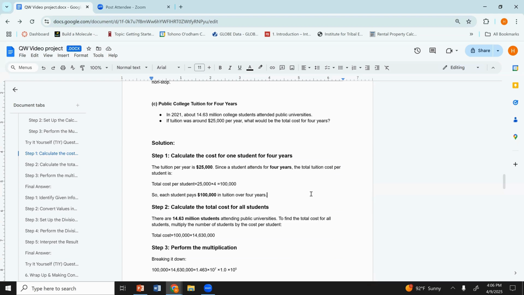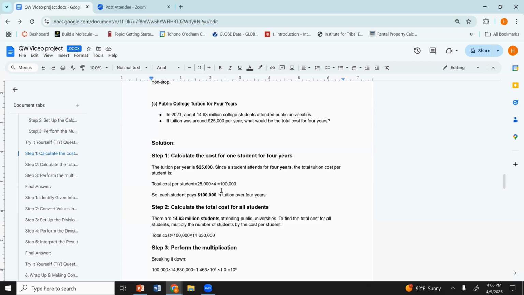How much does it cost one student to attend this public university for 4 years? That's what we need to figure out. And once we get that, we will then multiply that figure by 14.63 million, because that's the total number of students attending public universities. So we just need to know the cost per student for 4 years, because that's how long it takes to complete a 4-year university on average.